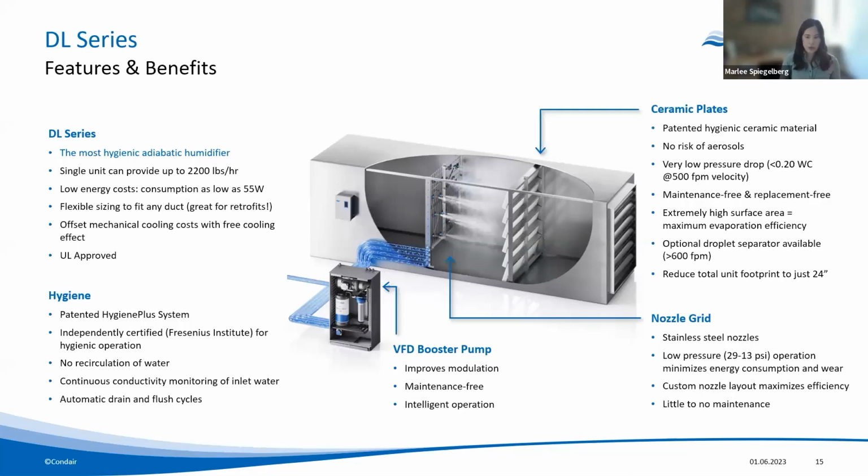And that media is very porous, helping with the pressure drop. So at about 500 feet per minute in a duct, you could get 0.2-inch water column pressure drop from that media, which means low energy draw from the supply fans. The ceramic media also has no need for replacement, unlike a general evaporative media that's fiberglass or polyester. So it's extremely low maintenance for this reason.